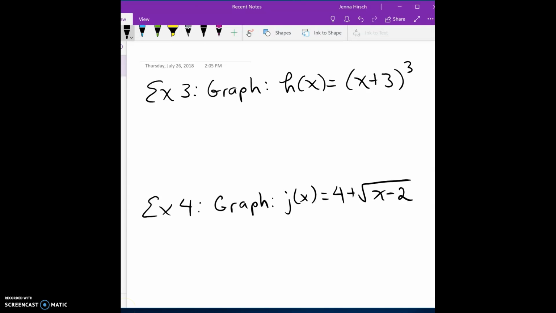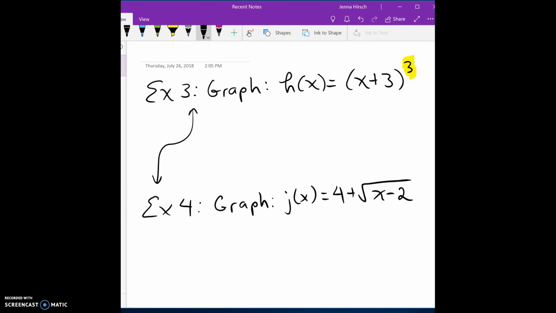Let's take a look at example number 3 and example number 4 dealing with rigid transformations. For example number 3, we want to graph the function h of x is equal to (x plus 3) cubed. The first thing you always want to ask yourself is, what does the mother function look like? Because we're dealing with cubing something, we're going to be dealing with the cubic function, which hopefully you remember has this appearance.